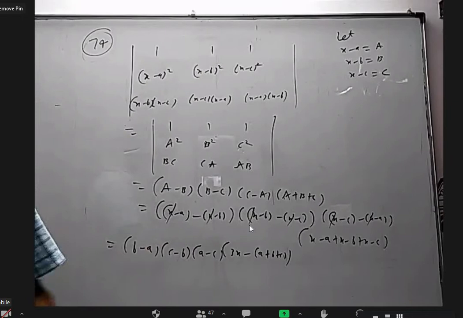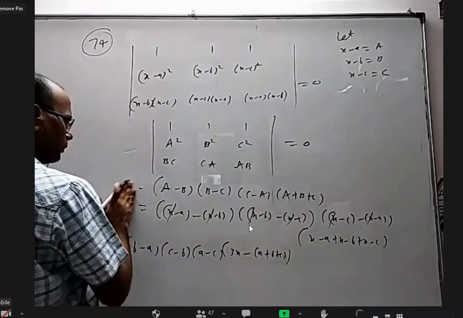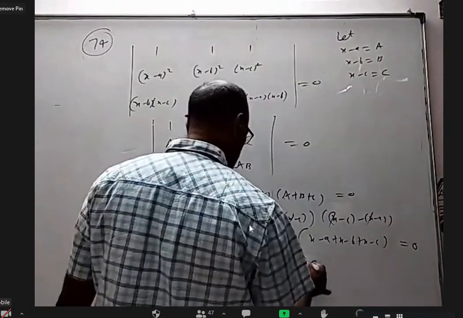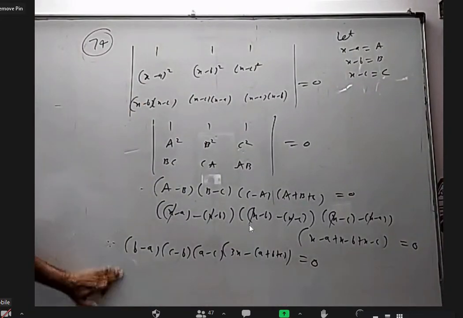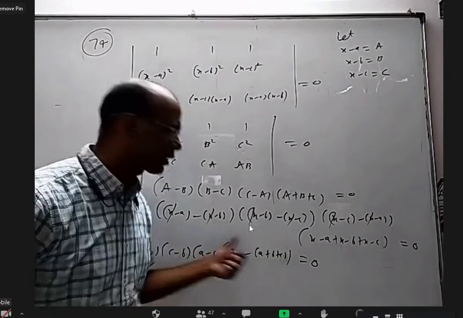Now they are asking when it will vanish. Vanish means it becomes 0. So if this product is 0, one of these factors should be 0. That means this should be 0, that this should be 0. If you want it equal to 0, either a equal to b, or b equal to c, or c equal to a, or you will get an x value.